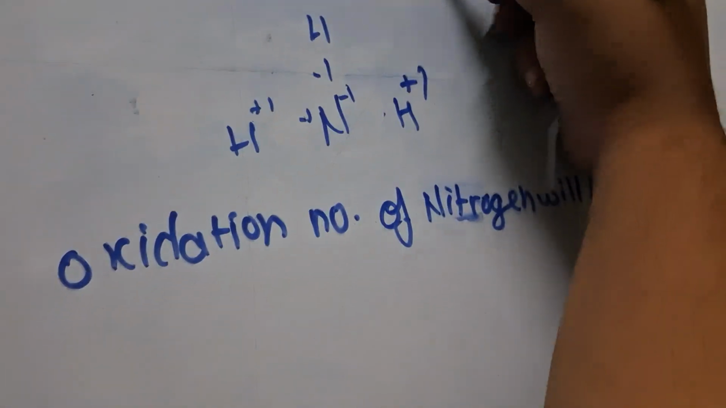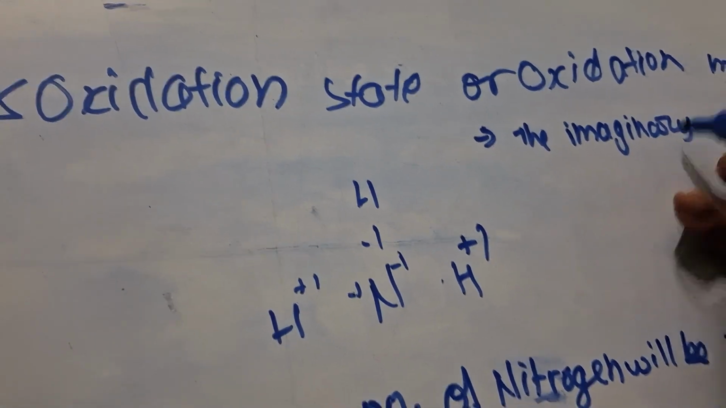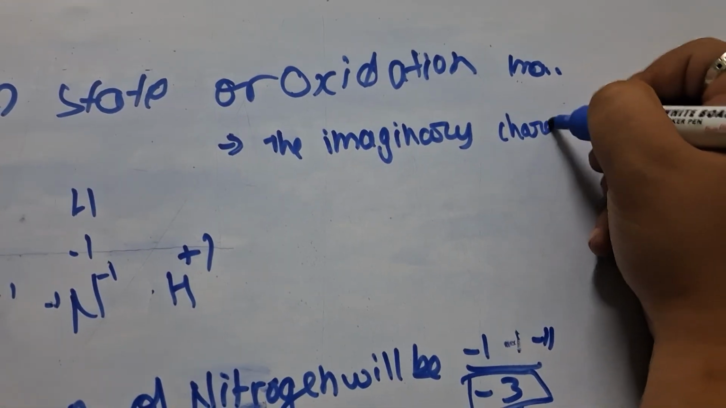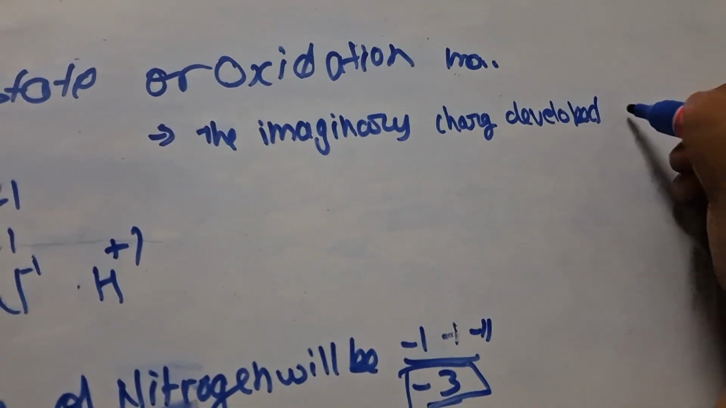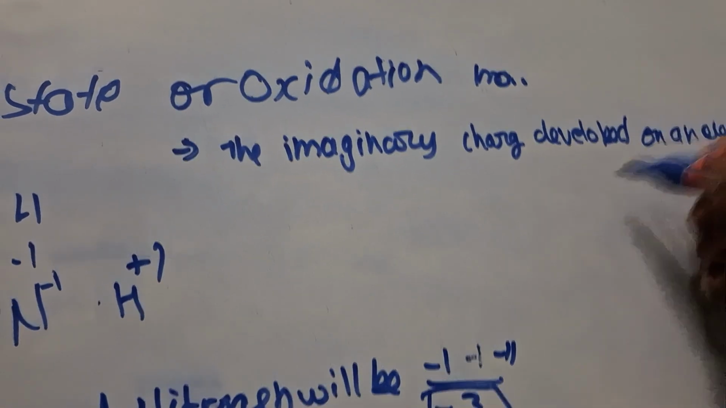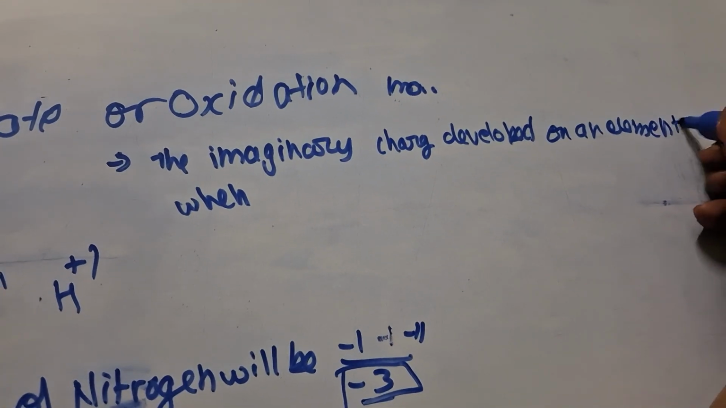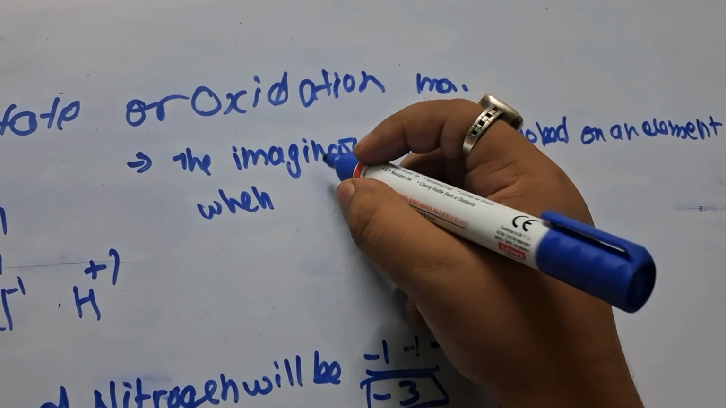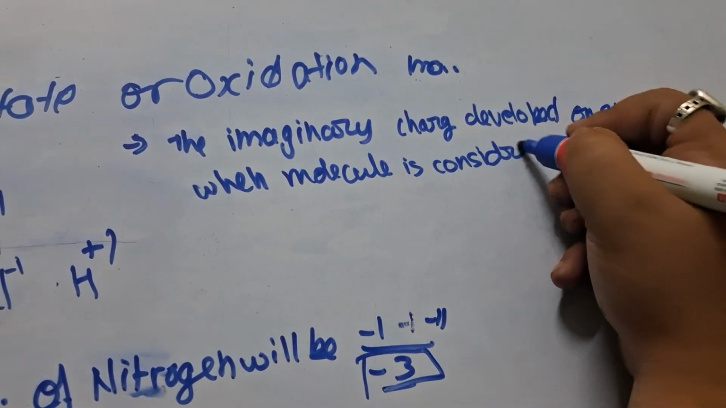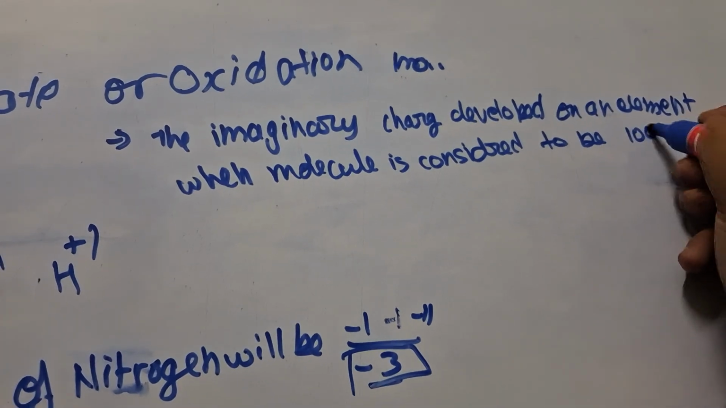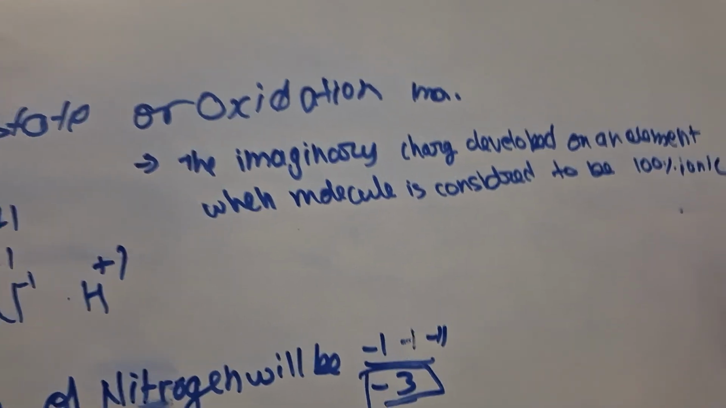We can write a definition for this. The imaginary charge developed on an element when a molecule is considered to be 100% ionic. So that is the definition.